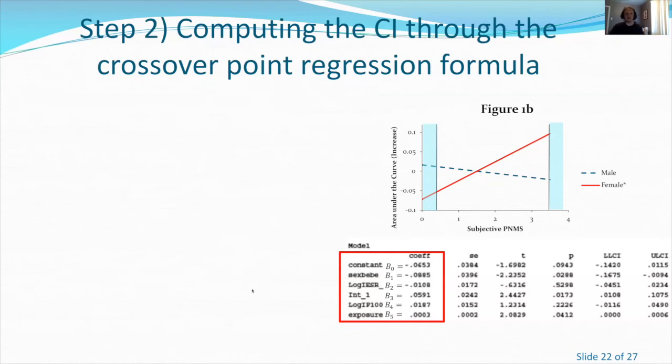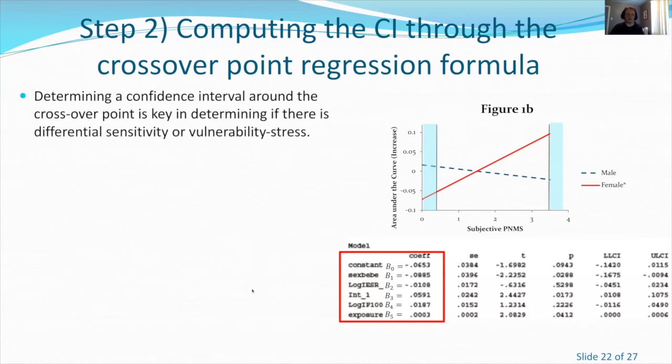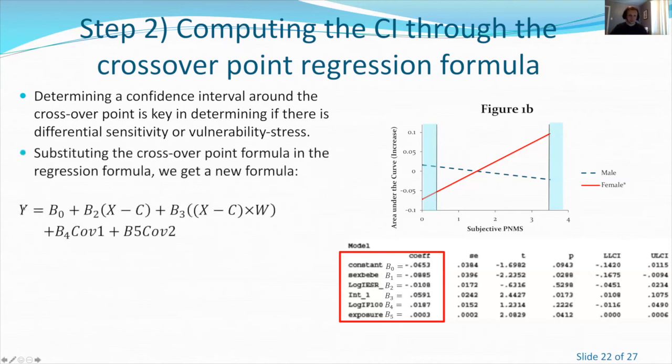Then the second step is to compute the confidence interval, to find a way of computing what the confidence interval is, to know if it's differential sensitivity or vulnerability stress. To do that, you have to create a formula that includes the crossover point C. Those same smart people were able to find this formula.